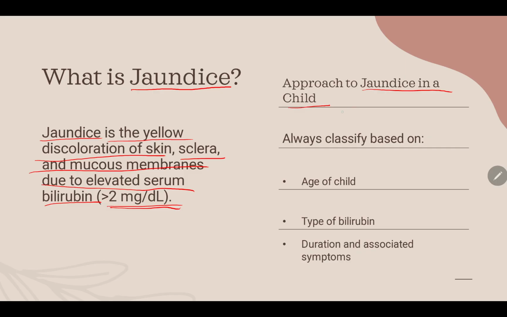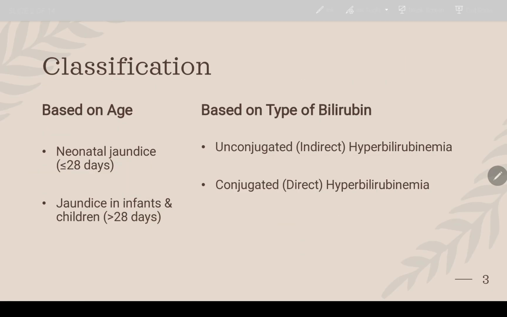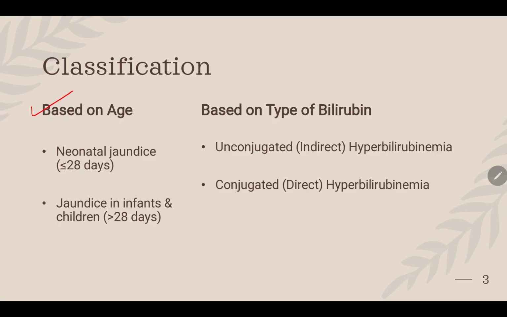Then approach to jaundice in a child. So always classify based on age of the child and type of bilirubin. And also you can do a bit of classification based on duration and associated symptoms with that particular jaundice. So classification. Then the classification is actually based on age. Major classification is based on age and based on type of bilirubin.